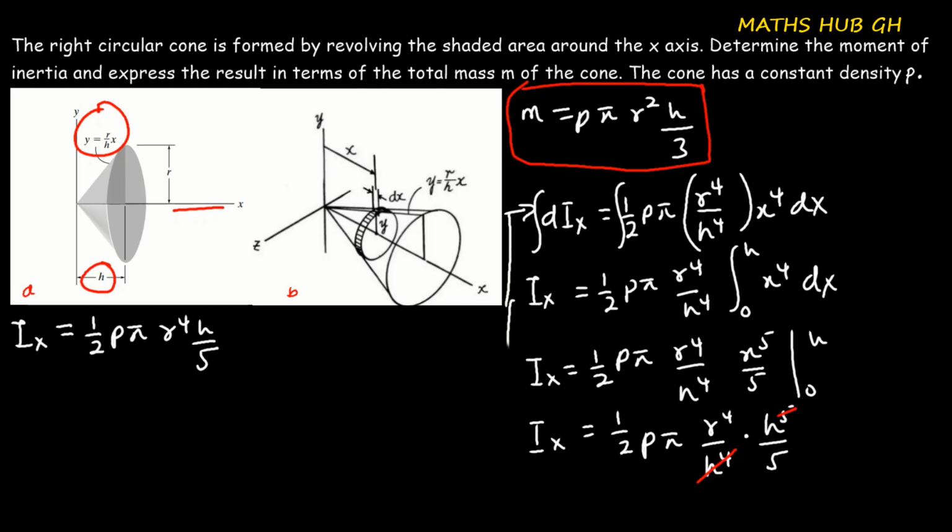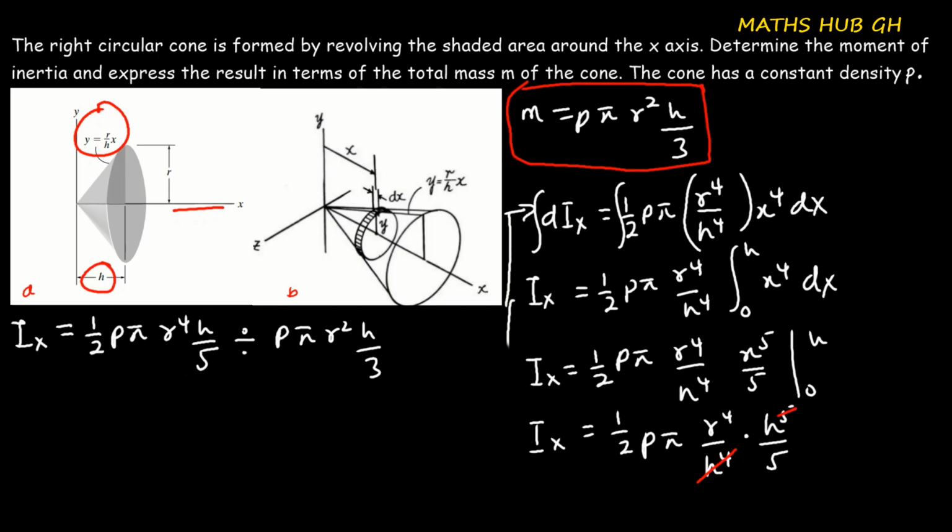But we need to express it in terms of the mass m. So how are we going to do this? For us to be able to express this in terms of the mass m, we have to divide it by the mass. So I'm going to have this divided by the mass, which is rho pi r squared h over 3. This is what we will have.